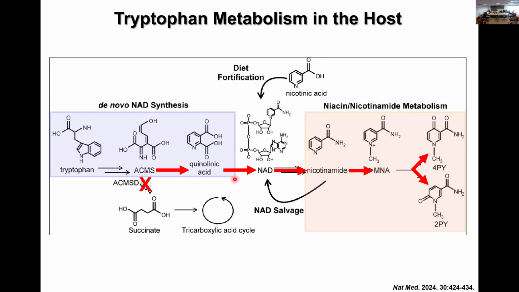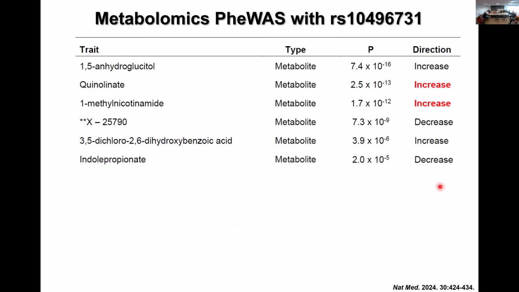Okay, so here we go. If this model is correct, then that same genetic variant that we saw associated with increased 4PY and 2PY should be associated with increased intermediate metabolites like quinolinic acid, nicotinamide, methylnicotinamide, etc. To test that hypothesis, we used a publicly available metabolomics GWAS dataset. And in fact, that SNP I mentioned to you is associated significantly with both quinolinic acid and methylnicotinamide. So it is consistent: the genetic variant decreases ACMSD, increases flux towards quinolinic acid, methylnicotinamide, and the breakdown products at the end, 2PY and 4PY.